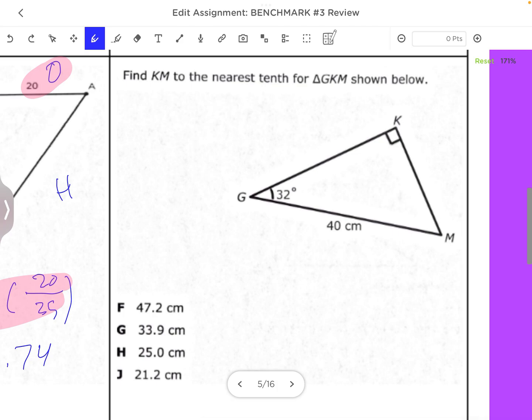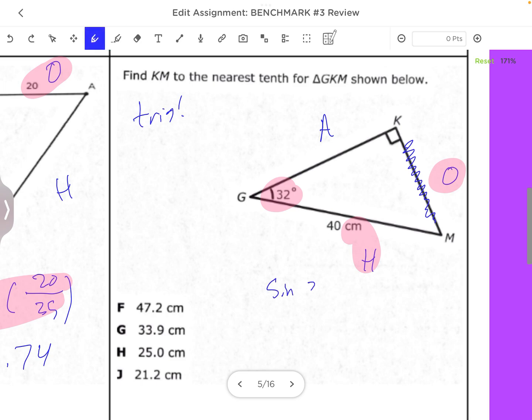It says find Km to the nearest tenth. Km is a side. All right, so that means we're going to use trig. Okay, now let's look from this angle's perspective. What side do we have? We have, this is our hypotenuse, so that has to be opposite. That has to be adjacent, right? So from that, what sides do we have? We're trying to find the opposite and the hypotenuse. So we're going to use sine.